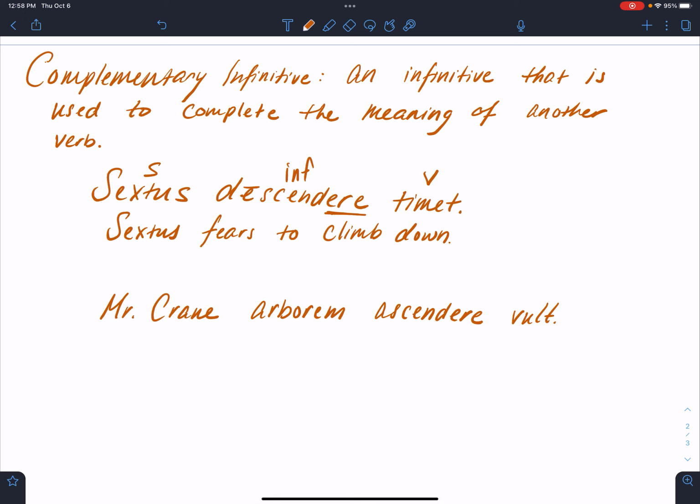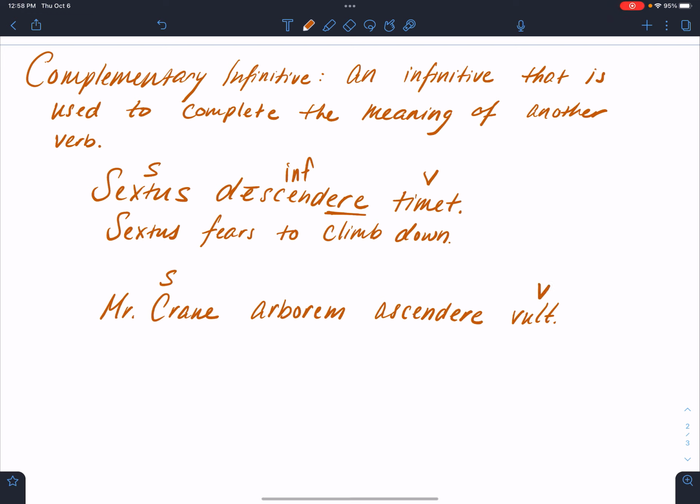Okay, second sentence, we've used a little bit of English in there, but that's okay. We're just going to let it ride. All right, Mr. Crane, repeat. Arborem ascendere vult. Okay, so I'll tell you Mr. Crane is my subject. What's my main verb here? It would be vult.